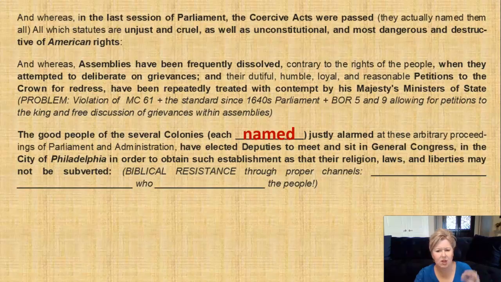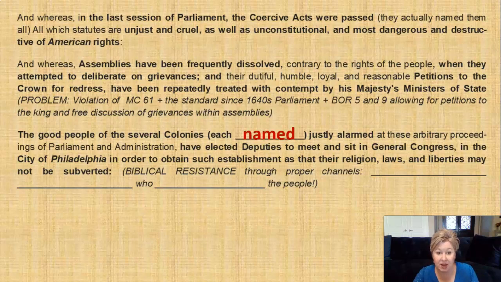represented there, justly alarmed at these arbitrary proceedings of Parliament and administration, have elected deputies to meet and sit in General Congress in the city of Philadelphia in order to obtain such establishment as that their religion, their laws, and their liberties may not be subverted, trampled on, treaded on, right?